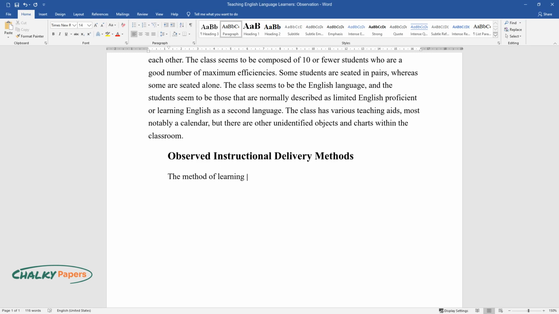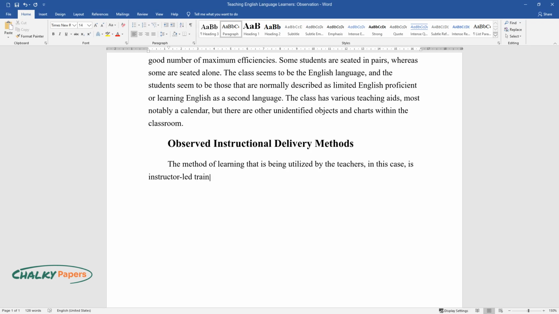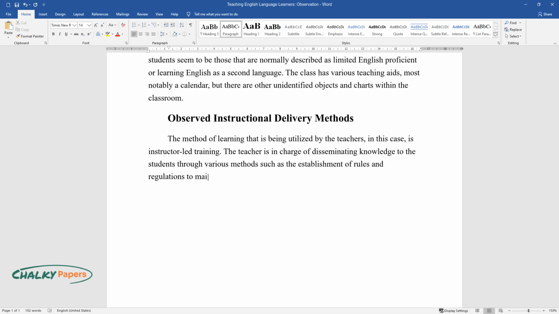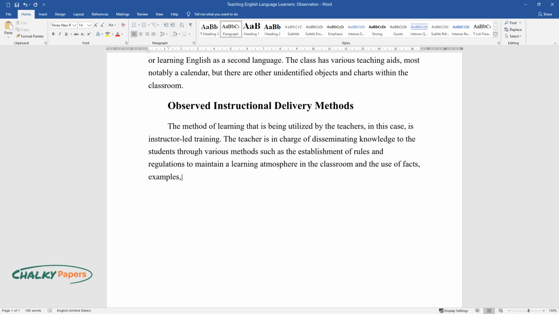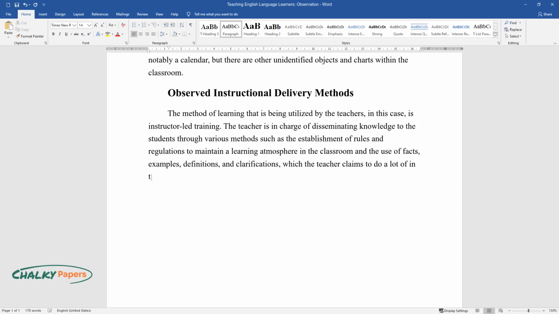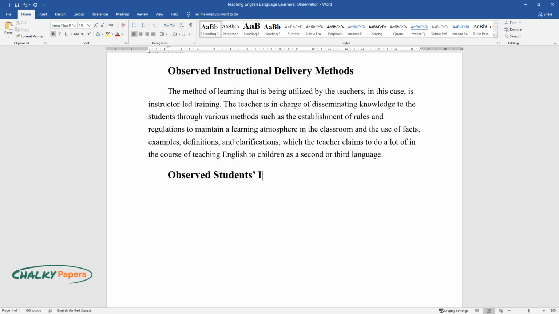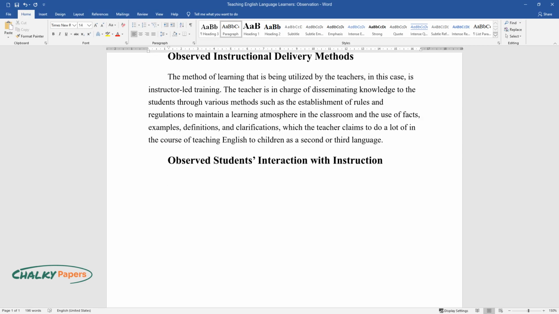The method of learning that is being utilized by the teacher, in this case, is instructor-led training. The teacher is in charge of disseminating knowledge to the students through various methods, such as the establishment of rules and regulations to maintain a learning atmosphere in the classroom, and the use of facts, examples, definitions, and clarifications, which the teacher claims to do a lot of in the course of teaching English to children as a second or third language. Observe students' interaction with instruction.